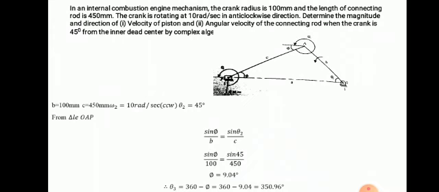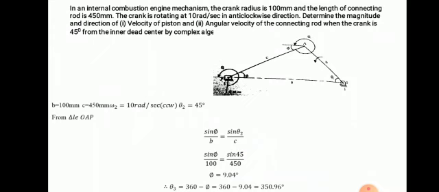Crank radius is 100 mm and the length of the connecting rod is 450 mm. B is equal to 100 mm, C is equal to 450 mm, the crank rotates at 10 radian per second in the counterclockwise direction, theta 2 is equal to 45 degree. From triangle OAP, sin phi divided by B equals sin theta 2 by C.